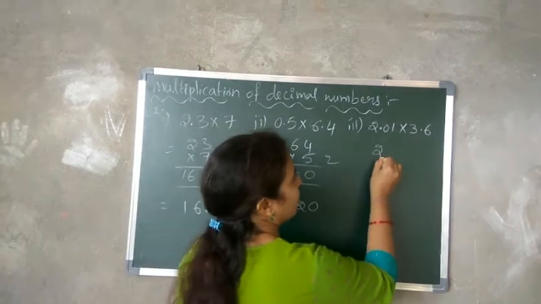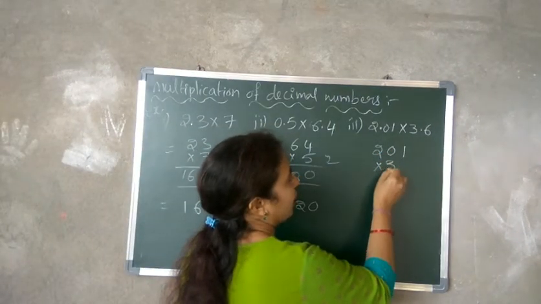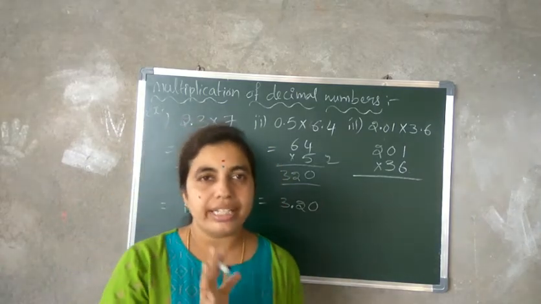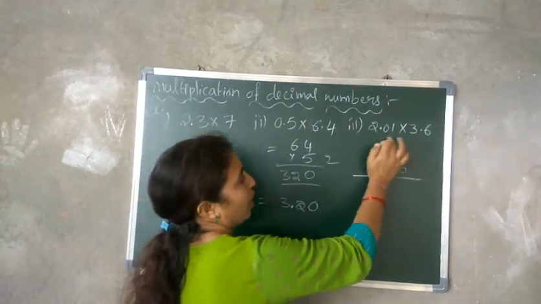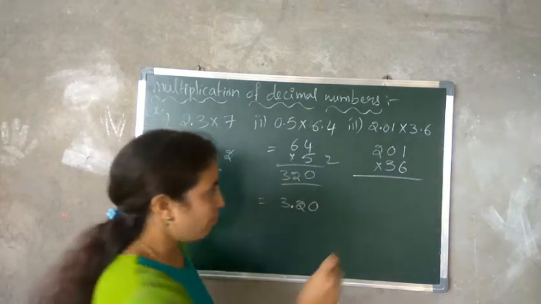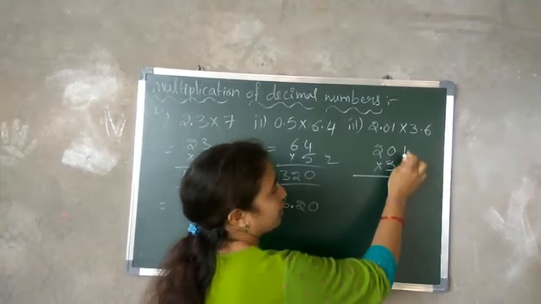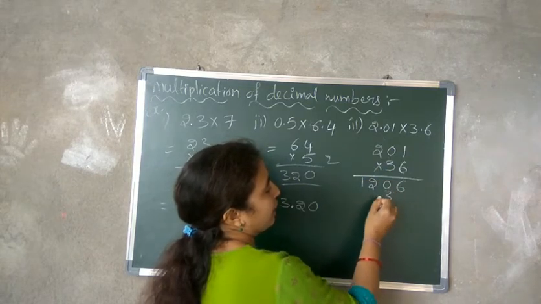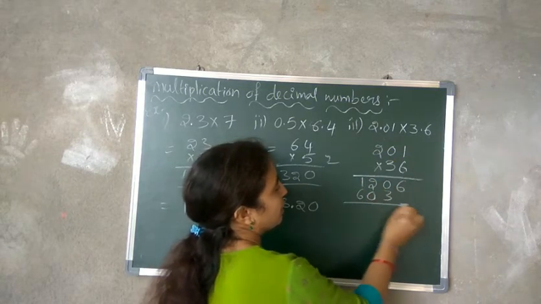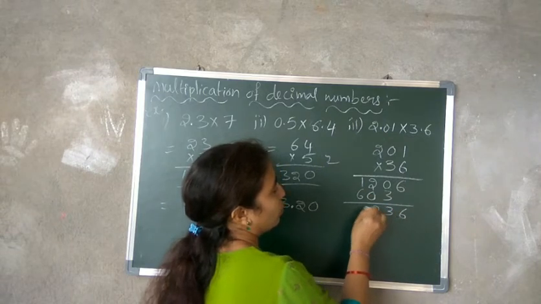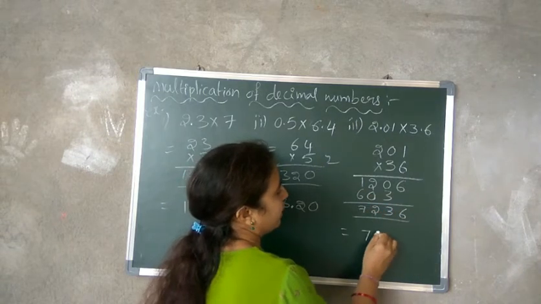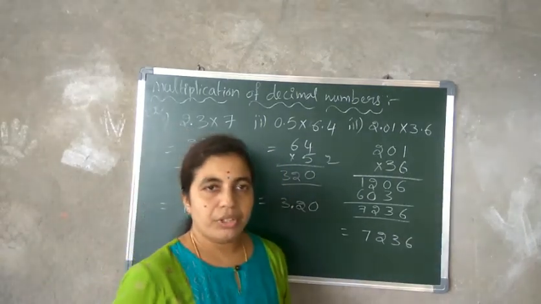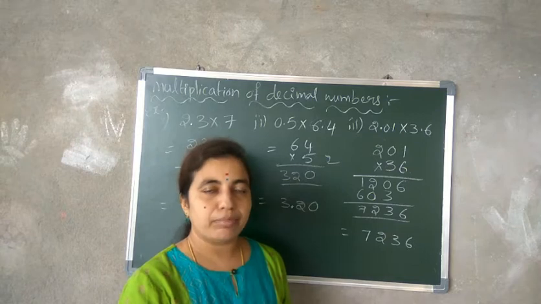So what is this number? 201 into 36 without the decimal. What I said? You have to consider it without the decimal. Now just multiply: 6 1s are 6, 6 zeros are 0, 6 2s are 12, 3 1s are 3, 3 zeros are 0, 3 2s are 6. So what is the answer? 7236. After this, you should count the number of decimal digits.